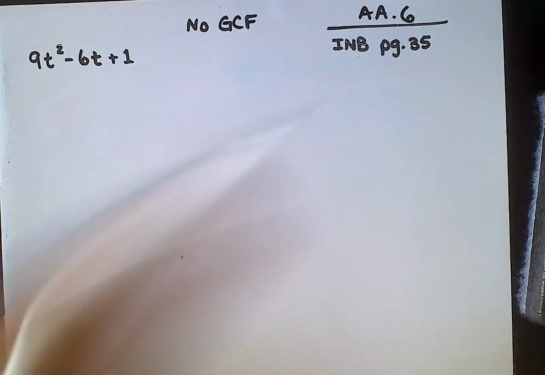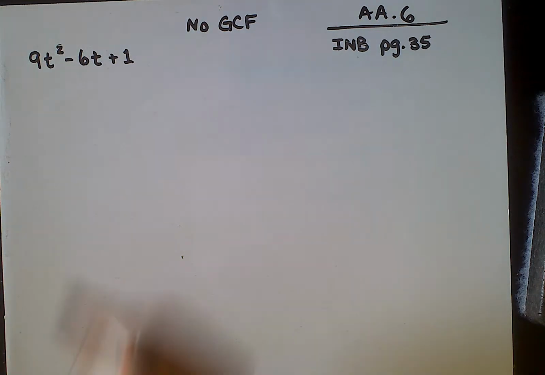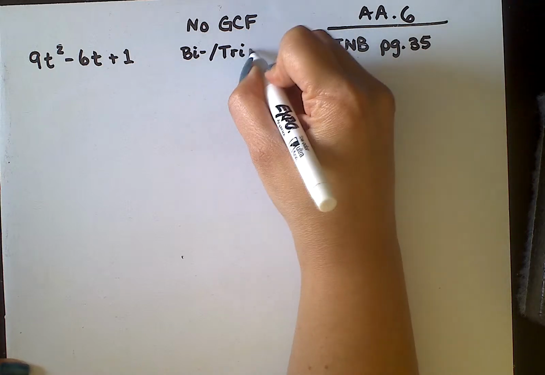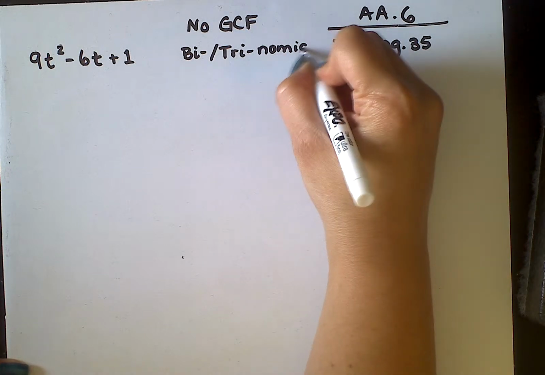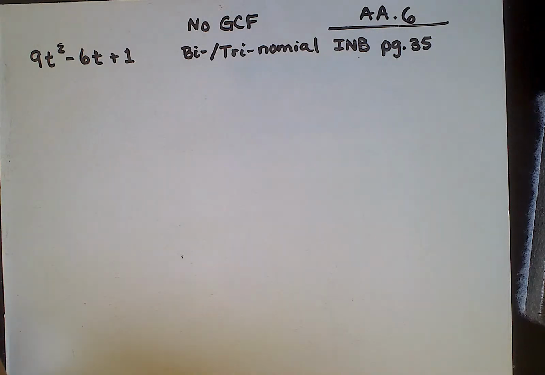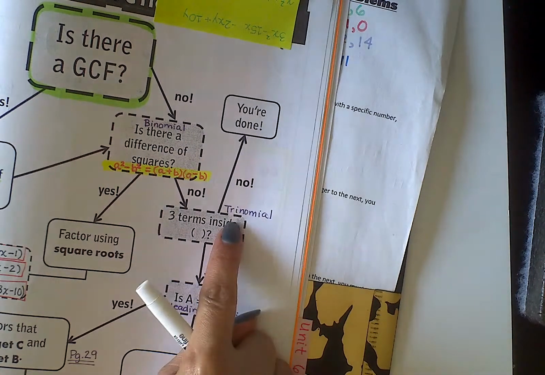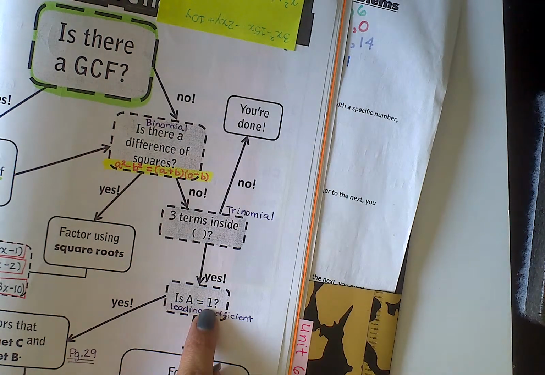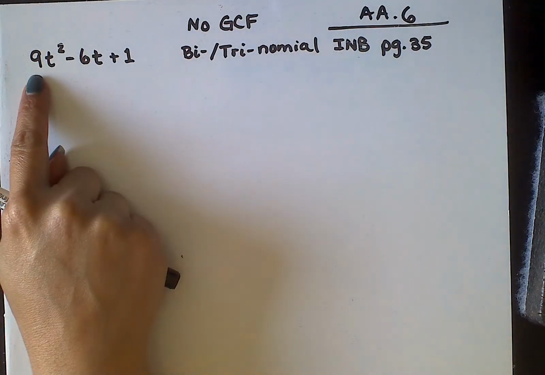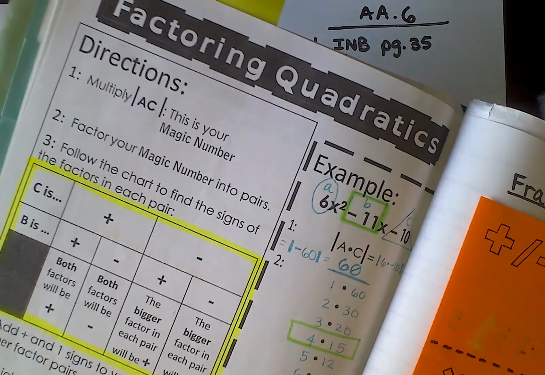Then we ask ourselves, do we have a binomial or a trinomial? In this case, we have a trinomial. So I'm going to keep moving down the list. Since I don't have a binomial and I do have a trinomial, I ask myself, is my A value, my leading coefficient, equal to 1? My leading coefficient is 9. So no, we know that we need to use factor by grouping. We would flip the page over and continue from this point forward.